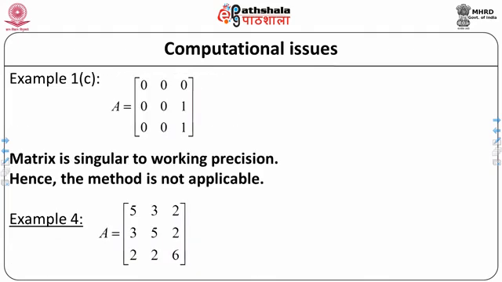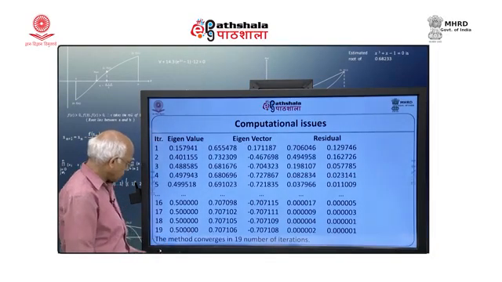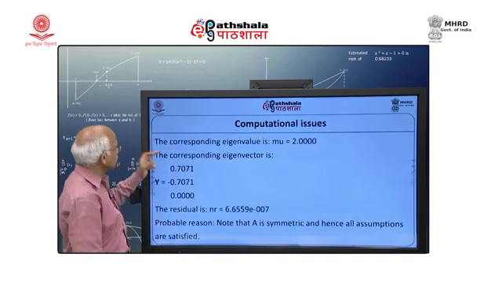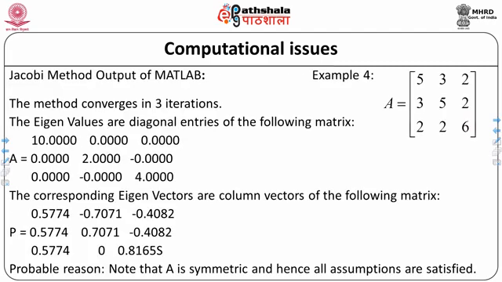Similarly, for example 1c, this is clearly a singular matrix, and therefore the method is not applicable. We get the answer in 19 iterations, and the method converges in 19 iterations, and the corresponding eigenvalue is mu equal to 2. The corresponding eigenvector is given by this, and similarly we have the Jacobi method.